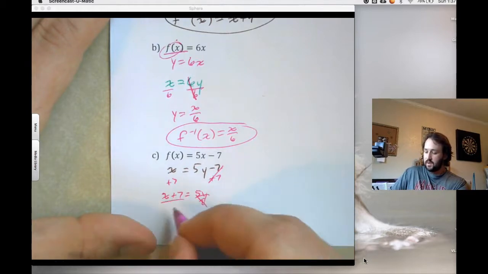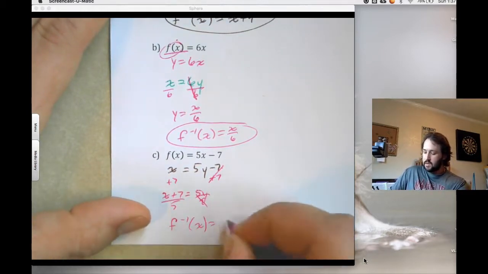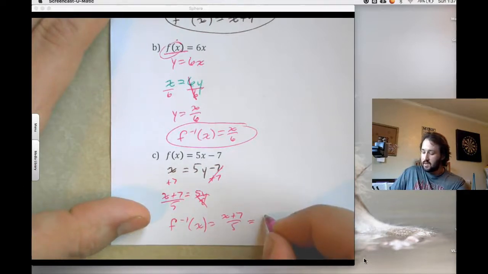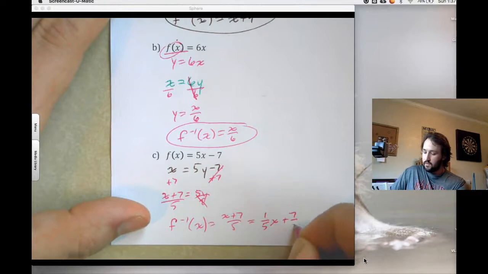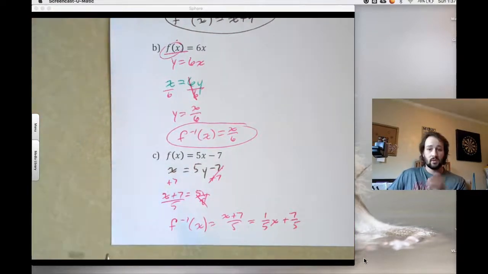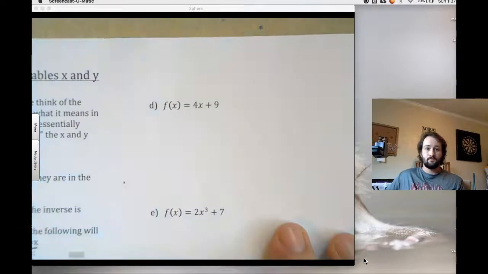So divided by 5, divided by 5. So f inverse equals x plus 7 over 5. Don't forget that Apex is kind of tricky sometimes, and they will try to say that this is 1/5 x plus 7 over 5. You could see it as that as well. So don't let Apex trick you. These both mean the exact same thing. All right, moving on, doing good.